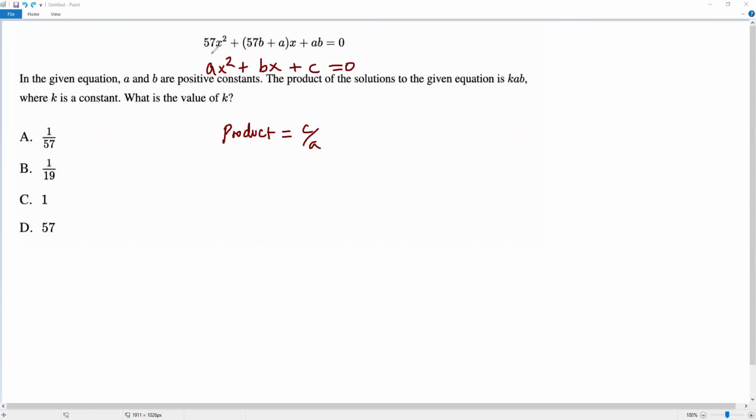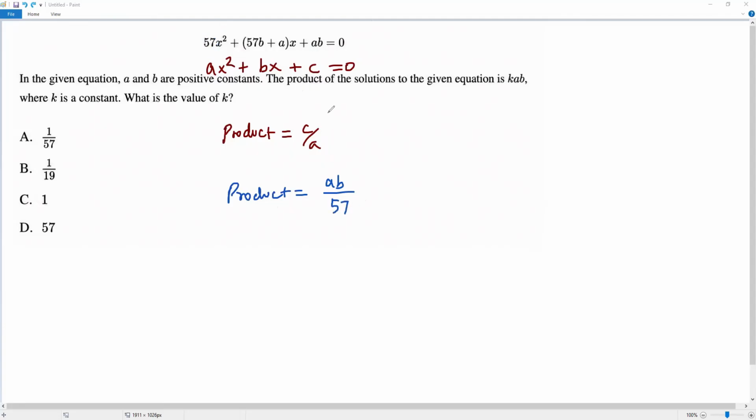Since we have the given quadratic equation in standard form, we can use the same formula to get the product of the two solutions. Let me write it. So the product of the two solutions of the given quadratic equation equals the constant term ab divided by the coefficient of x squared, that is 57.